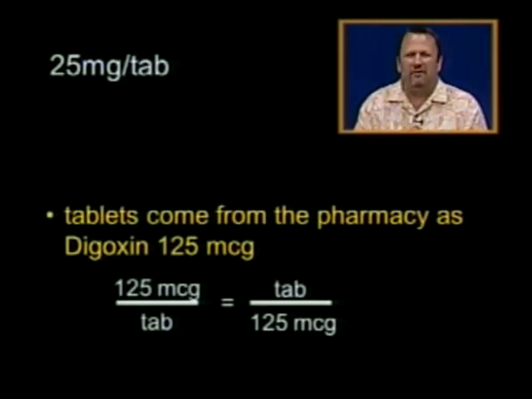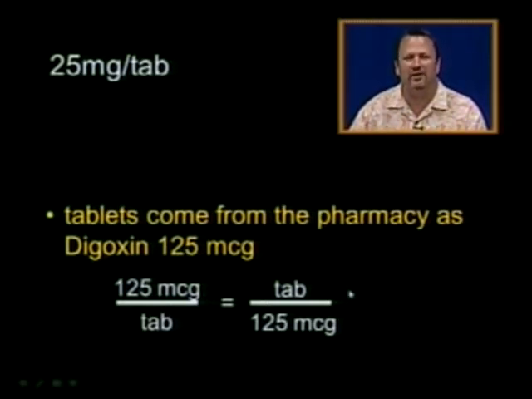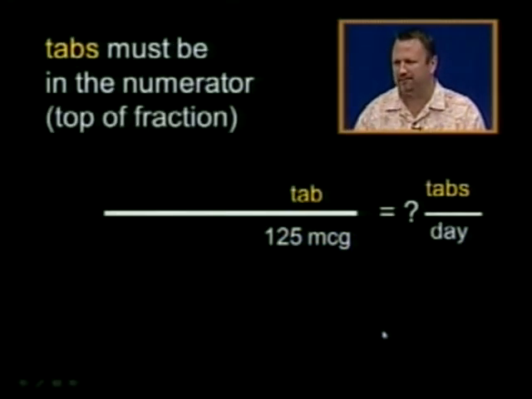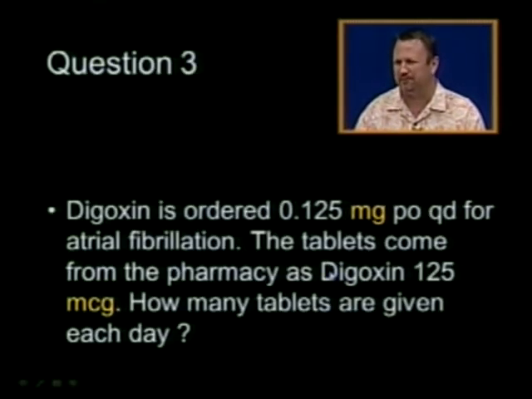So because the tablets come from the pharmacy as Digoxin 125 micrograms, we can write that as 125 micrograms per tab. Again, we can turn that upside down if we need to and say a tab per 125 micrograms. And so because the question was how many tabs per day, and tabs needs to be in the numerator, I chose tab over 125 micrograms so that tab would be in the numerator where it belongs.